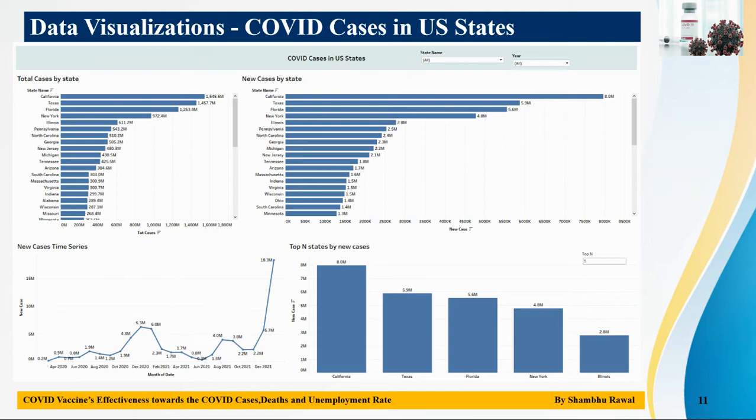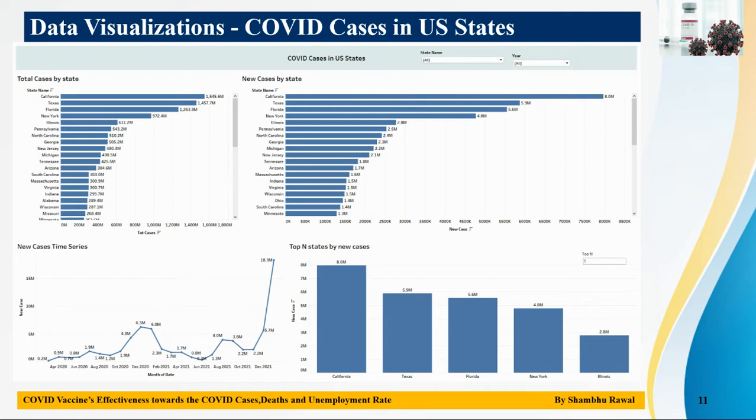California had 8 million new cases. Texas had 5.9, and Florida had 5.6 new cases. Wyoming had 0.0, Vermont had 0.1 million, and then Washington DC had 0.1 million new cases.